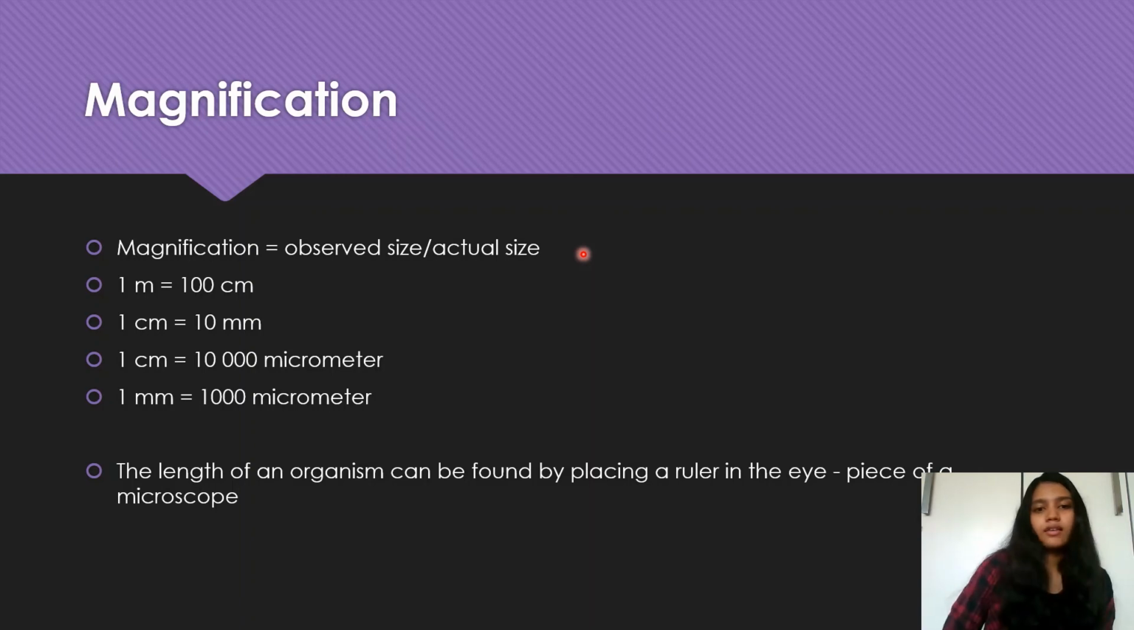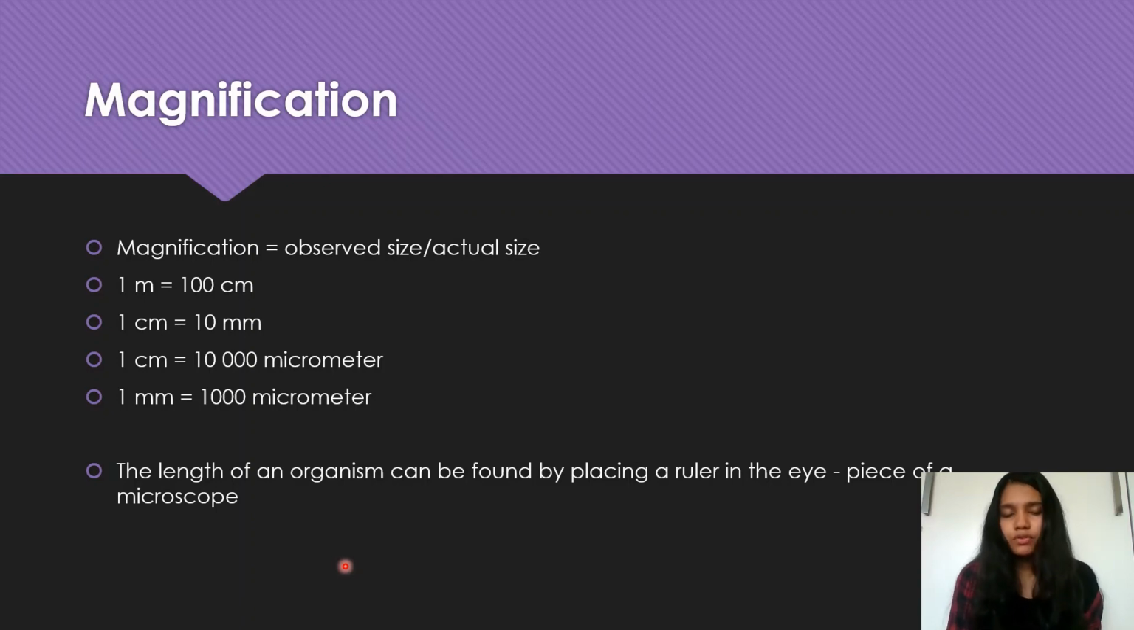Okay, and at this last point, the length of an organism can be found by placing a ruler in the eyepiece of a microscope. So basically, in one of my mock papers, the question was how can you find the length of this microorganism? And no one knew what to write, but this was the answer. So I thought it could be useful because I'm not really seeing this in my textbook or anywhere else online. So the length of an organism can be found by placing a ruler in the eyepiece of a microscope.